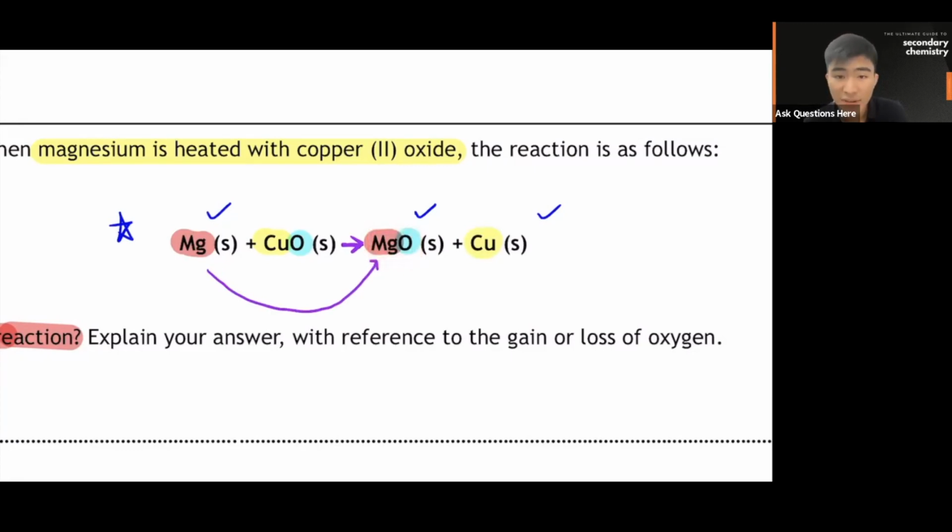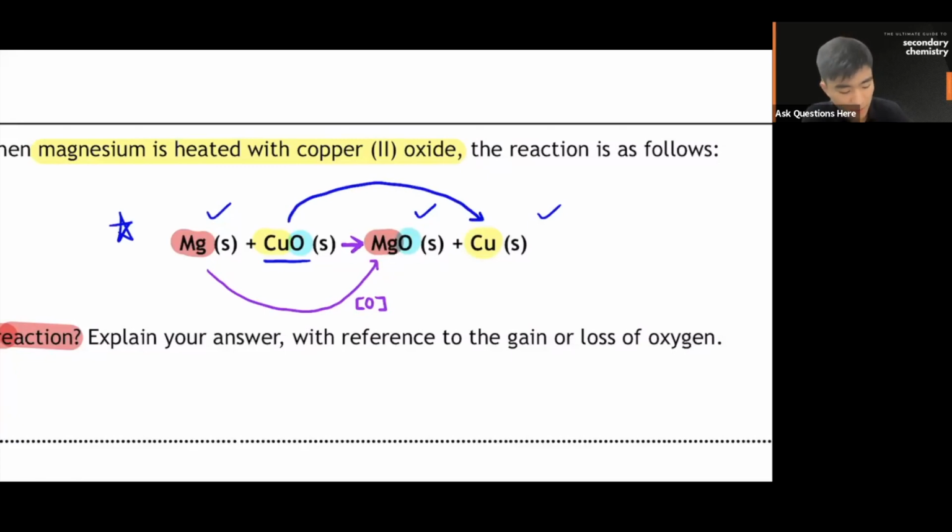And what is this reaction known as? This is called an oxidation reaction, right? Because magnesium originally had no oxygen, and after the reaction, it now has oxygen. This is an oxidation reaction. What about copper oxide? Let's look at copper oxide here. After the reaction, it is now just Cu only.